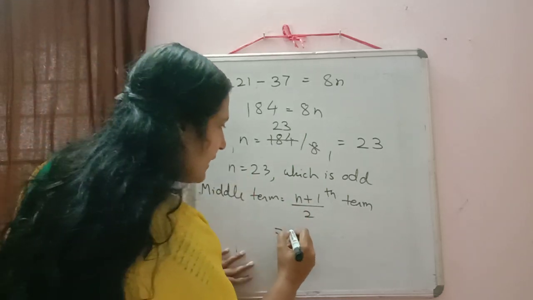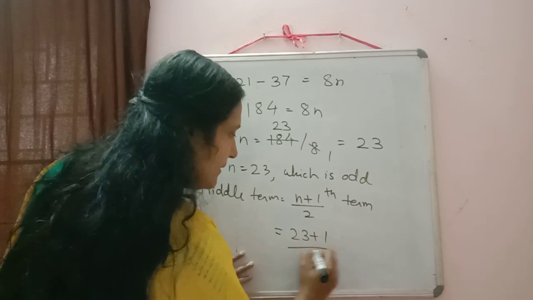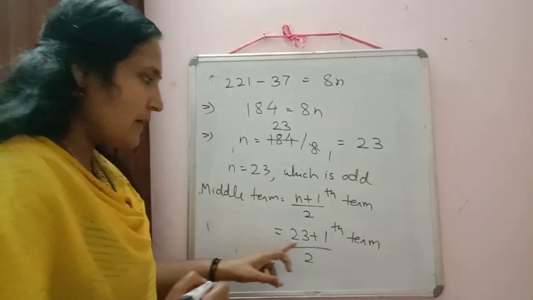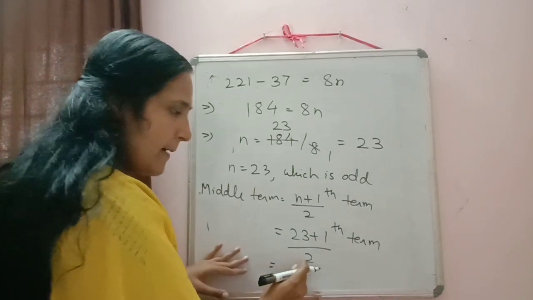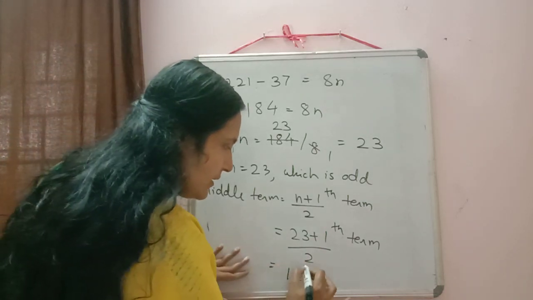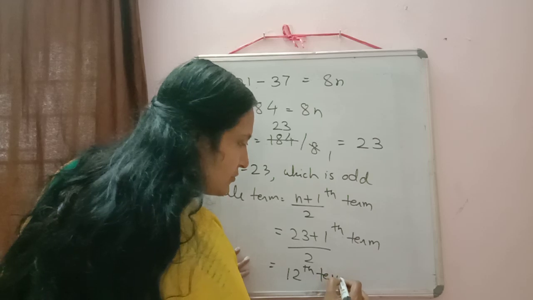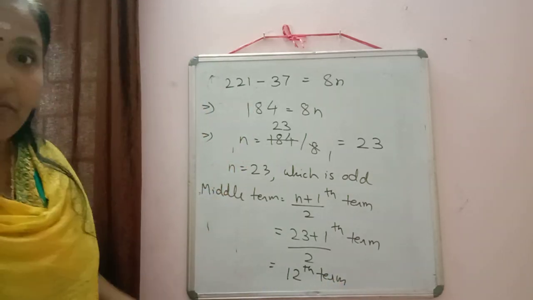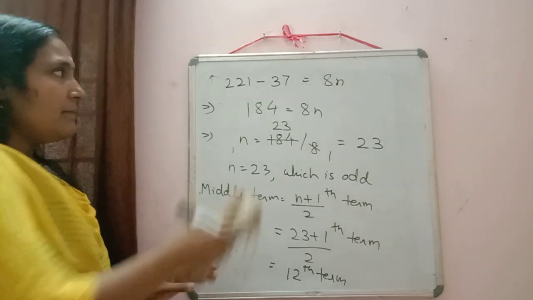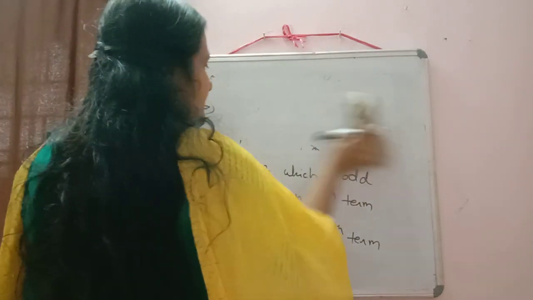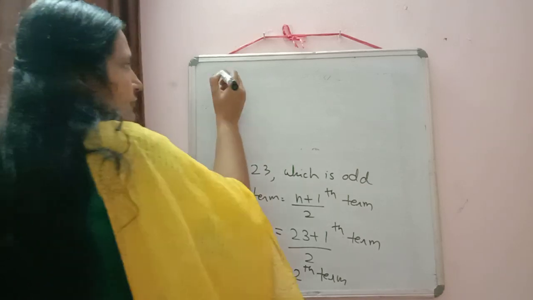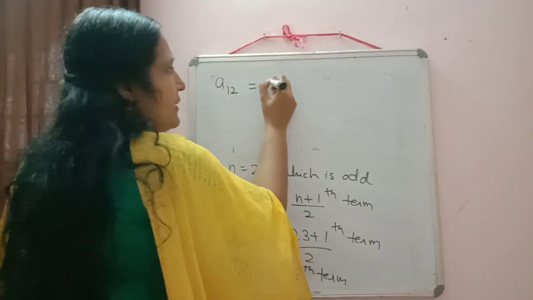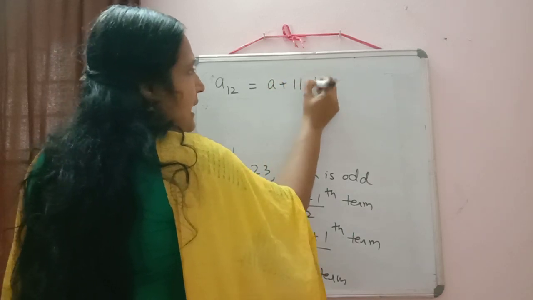Now substitute the value, (23 plus 1) by 2th term. 23 plus 1 will be equal to 24 by 2. So that will be equal to 12th term. So which term will be the middle term? 12th term. Here it is not over. We have to find out what will be that 12th term. So now we have to find out the 12th term of the AP. So according to the formula it will be equal to a plus 11d.